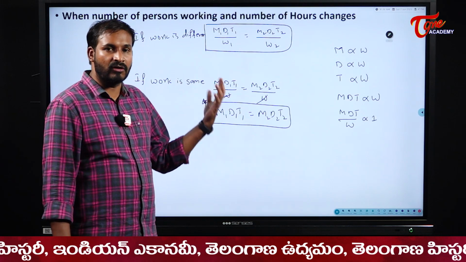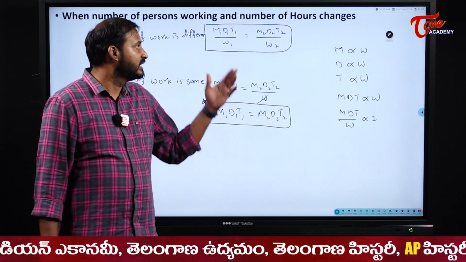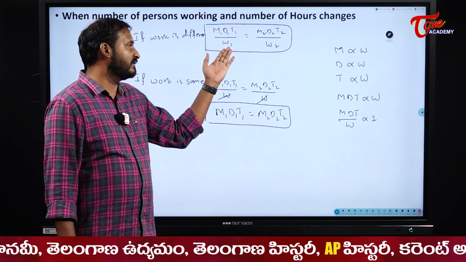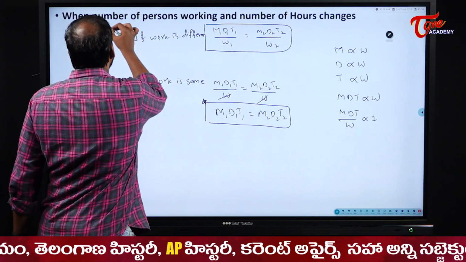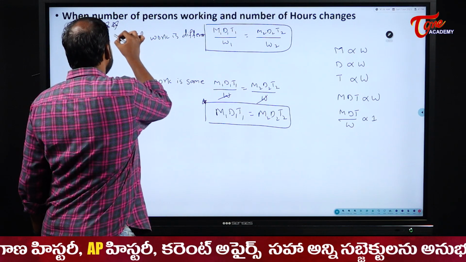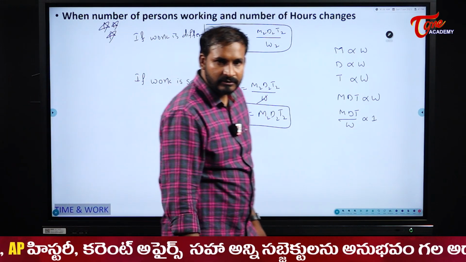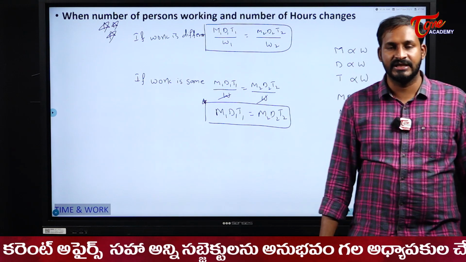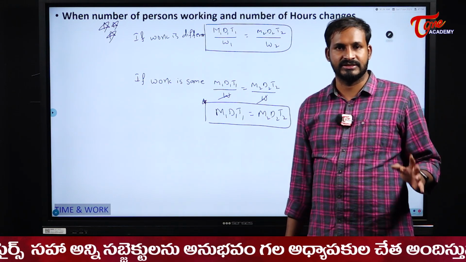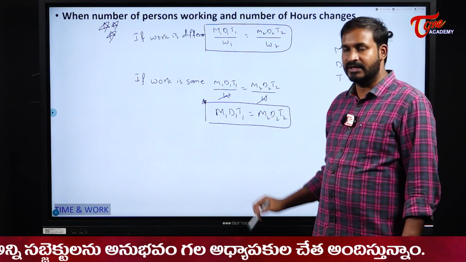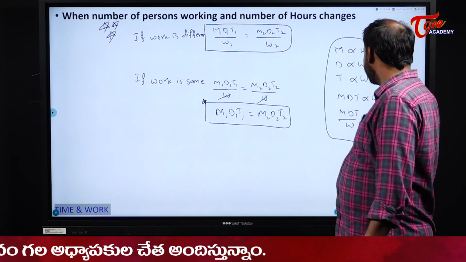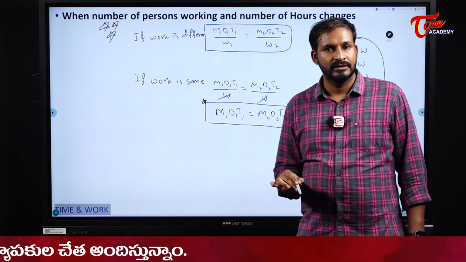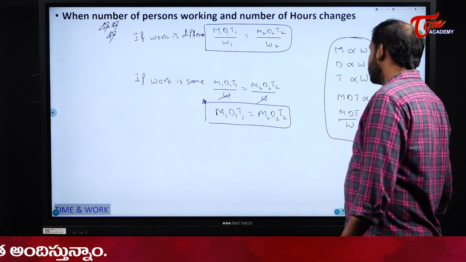If work is not constant, that means if the work is different, we will write it as M1 D1 T1 by W1 is equal to M2 D2 T2 by W2. This is one of the important models in our entire time and work, students. This is very important. You can expect one question from this area in most of the competitive examinations. This concept is very important. This is how the relation was formed. Okay, right? Now we will see.